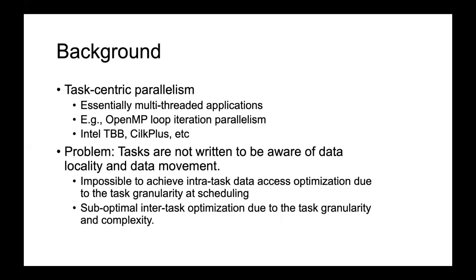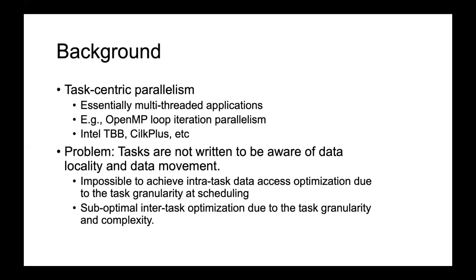In this paper, we also target task-centric parallelism. Essentially, task-centric parallelism covers multi-threaded or multi-programmed applications. For example, in an OpenMP implementation, we can treat each loop iteration as one task in the parallelization. Other types of task-centric parallelism include Intel Threading Building Blocks, Cilk Plus, etc. The problem in these task-centric programs is that the tasks are not written to be aware of data locality and data movement.